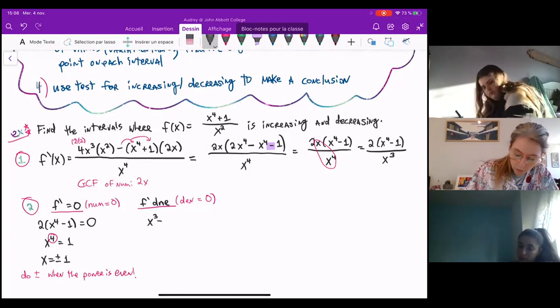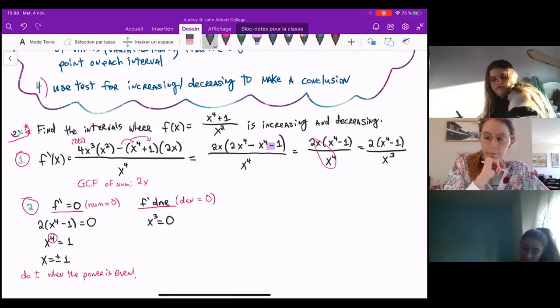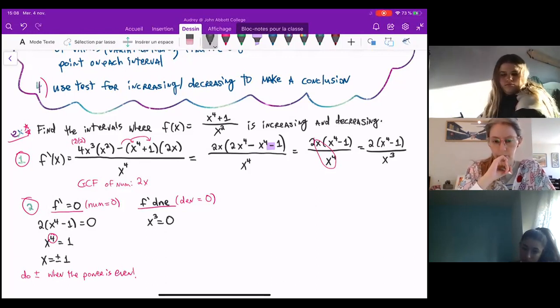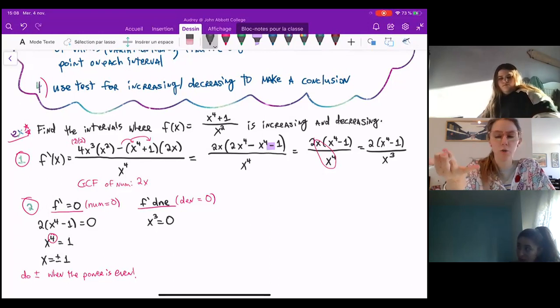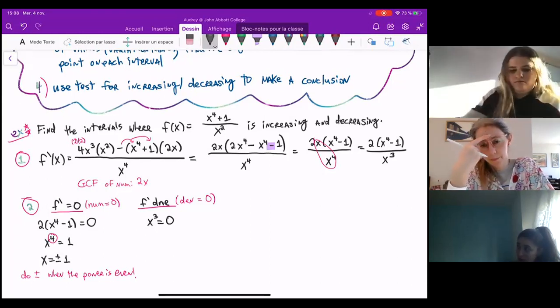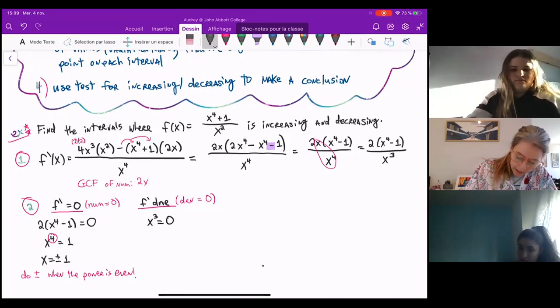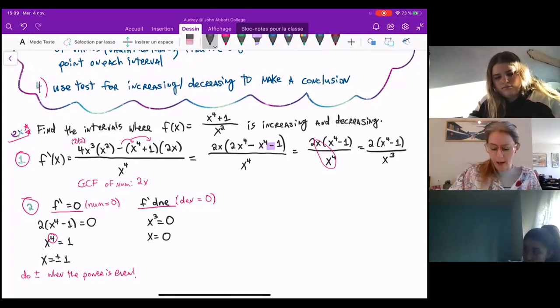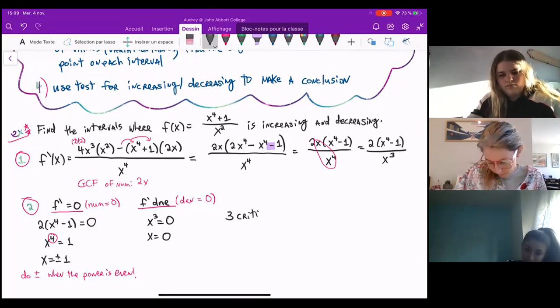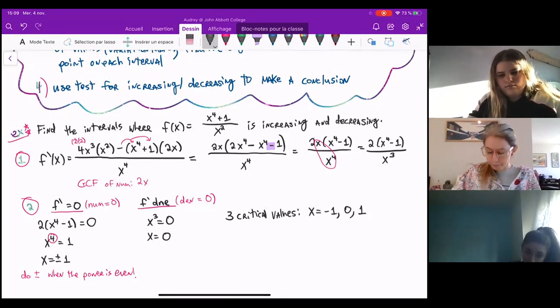Good. So then f prime does not exist. That's like setting x cubed equal to 0. What value do I get there? When does x cubed equal to 0? What number am I going to get? Got it. So this will give me x is equal to 0. So here I got 3 critical values. They are x is equal to -1, 0, and 1.